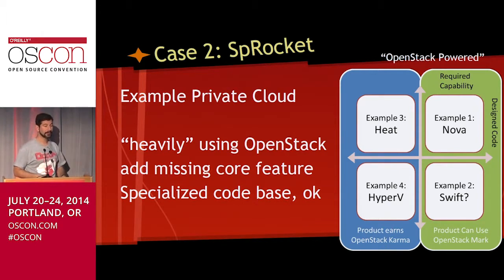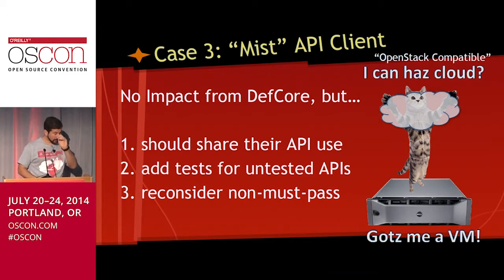And then once again, we have some other examples like Heat and Hyper-V, both of which, if companies are using them, they're actually effectively generating karma. They're helping OpenStack become a more full-featured cloud and possibly creating features that will become core. And then the third example we have is an API client. So the idea here is that if it's an API client, it's not using OpenStack code. It's using the APIs exclusively.